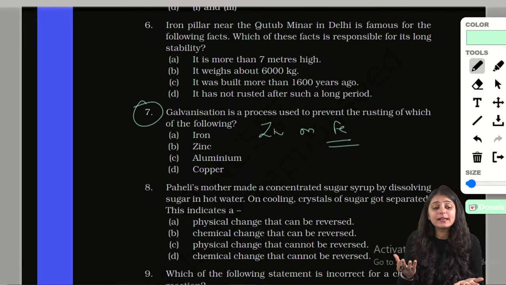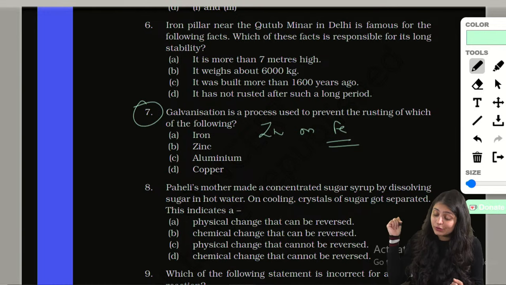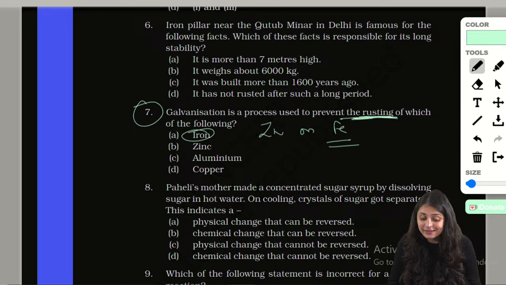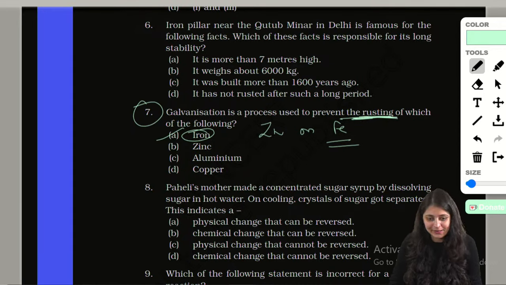Hum protect kise kar rahe hain? हम प्रोटेक्ट तो आयरन को कर रहे हैं ना, रस्टिंग वैसे भी आयरन के कॉन्टेक्स्ट में यूज होता है. So we are preventing the rusting of which of the following? आयरन. So seventh का correct answer क्या हुआ? ऑप्शन A. ठीक है, this is for grade seven.